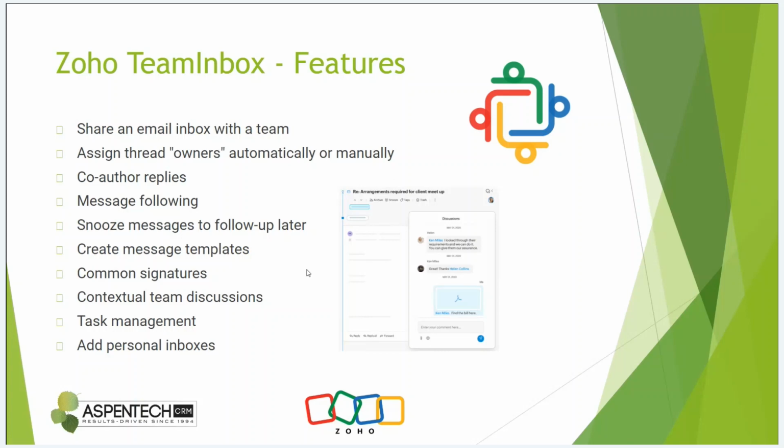If you're not quite ready to deal with a message yet and you want to remove it from your immediate view, you can snooze it and then follow up when you are ready. You can create message templates for common replies and share those amongst your team. You can set up common signatures for the team as well to make sure everybody's consistent. You can have a discussion with your team surrounding a particular email thread if you need to have some conversation before you get back to somebody. That's actually what you're seeing on screen there in that little image.